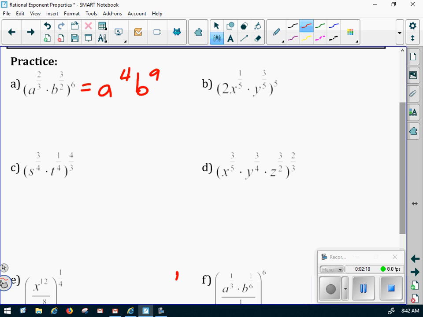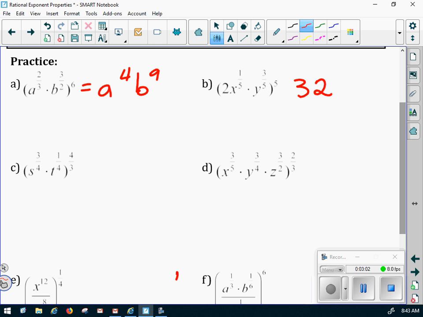2x to the 1/5 times y to the 3/5, all raised to the 5th power. My first question is, what do you do with that 2 out front? Is the 2 raised to the 5th power? Why is the 2 raised to the 5th power? Because, where is it? In the parentheses. Yes, because it's in the parentheses, so everything's raised to the 5th power. What's 2 to the 5th power? Do it on your fingers. 32. Good. 2 to the 5th power is 32.